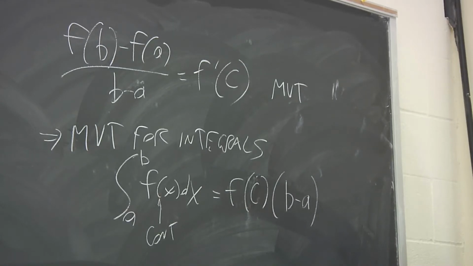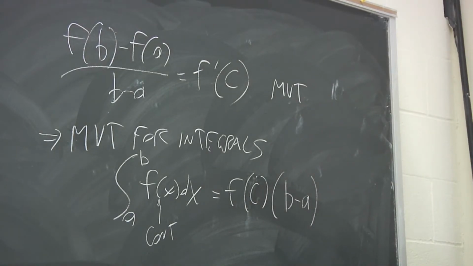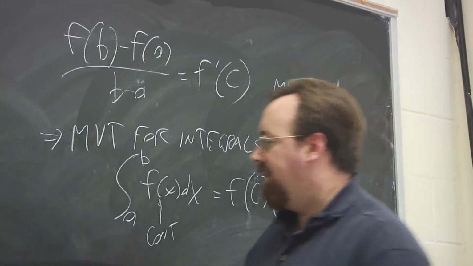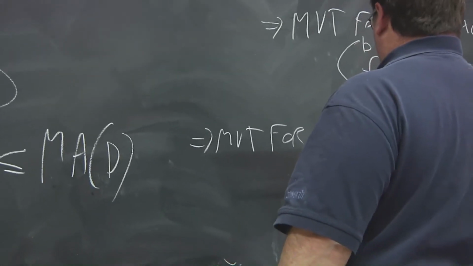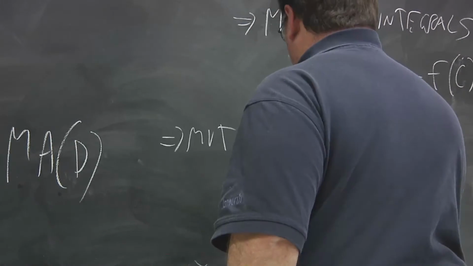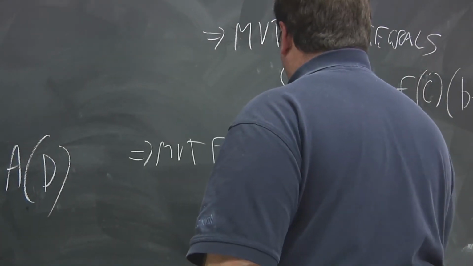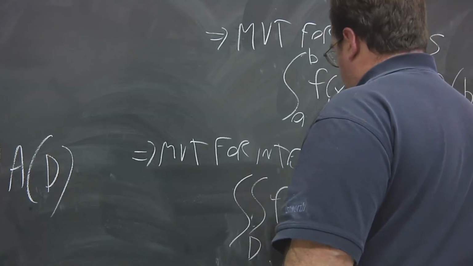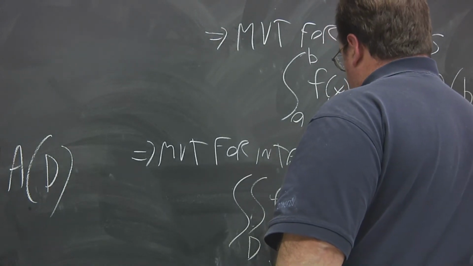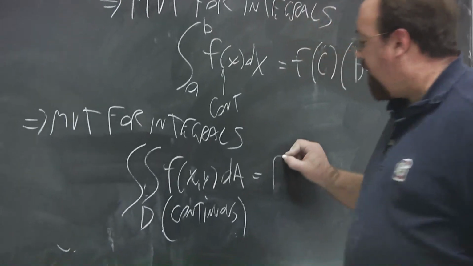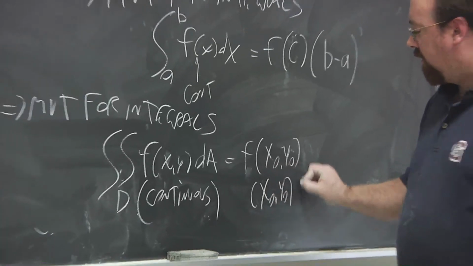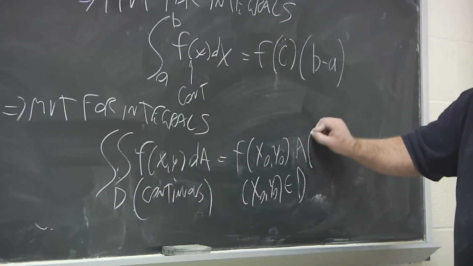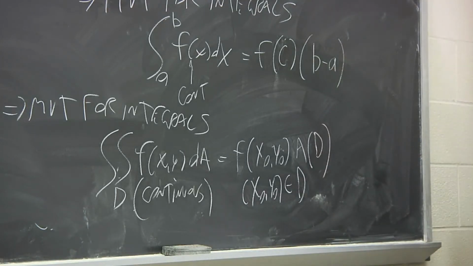Okay. All right. Now, for double integrals, similar results. We have the double integral of a continuous function is equal to the value of the function at some point in the region times the area of the region. Now, you don't know what that point is necessarily, but you know that it exists.